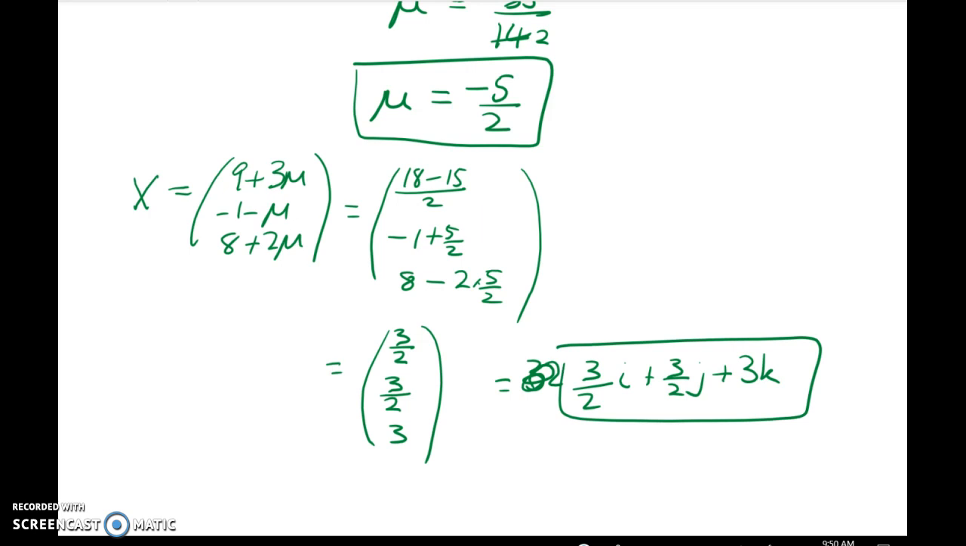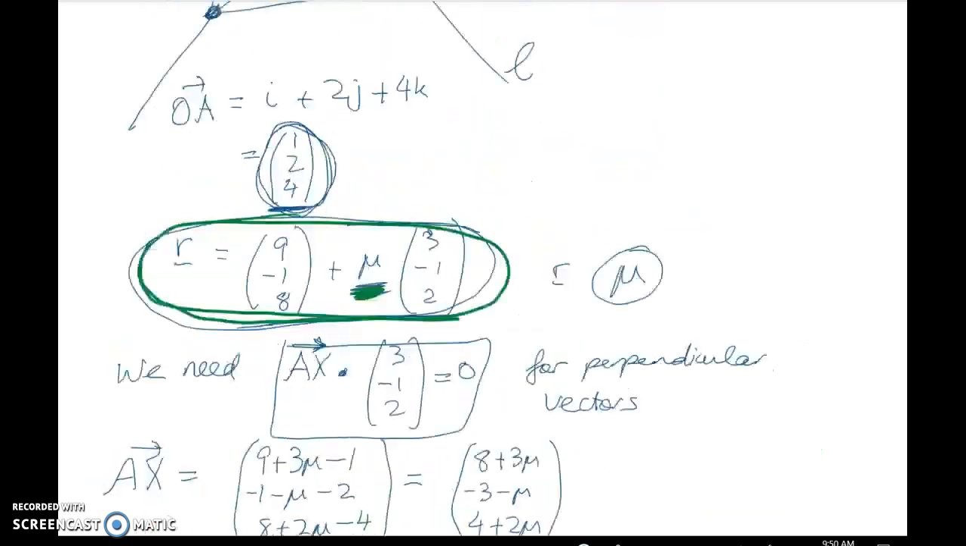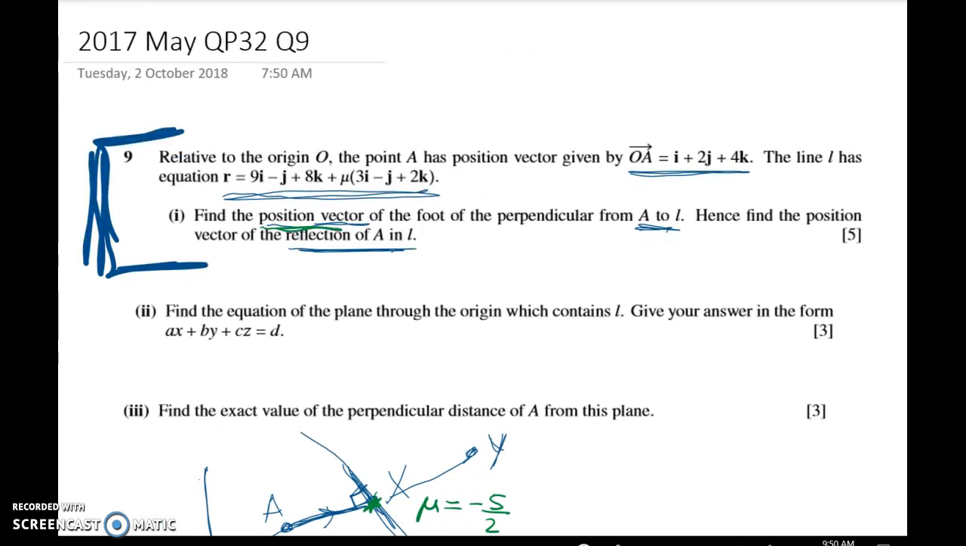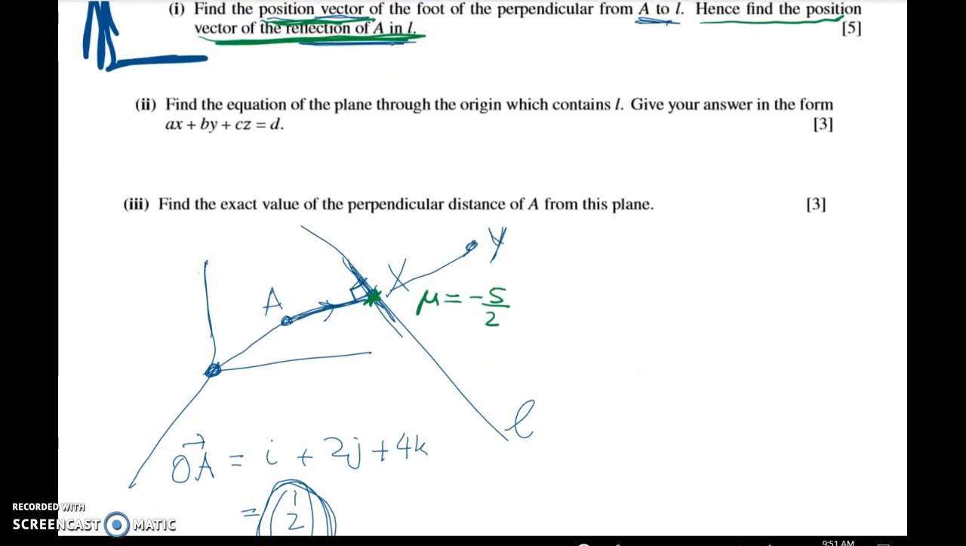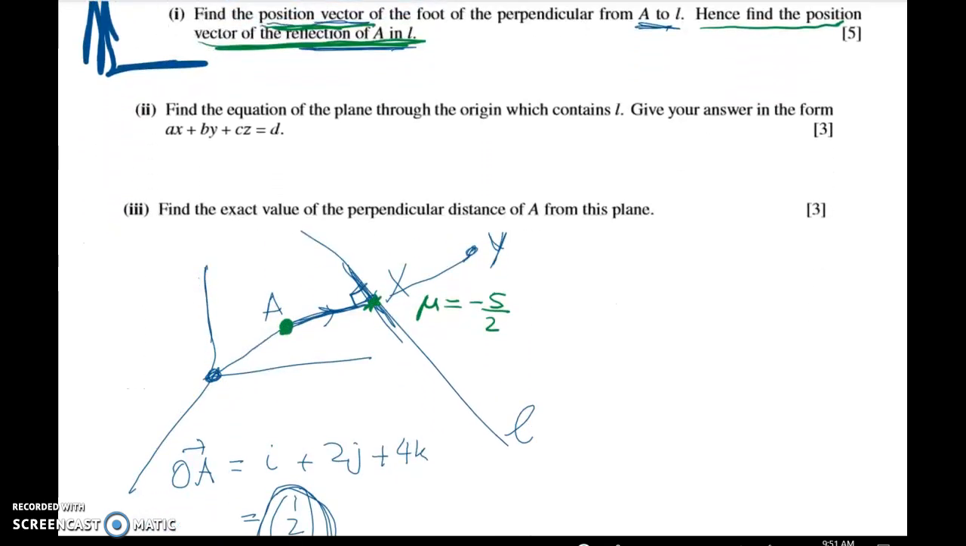Now let's look right back to what we were asked to do to start with. So we found the position vector. I think that's worth 3 marks. And now we have to find the position vector of the reflection of A in L. So I think the easiest way to do this is to look at what's going on here in the graph. We know where point A is. Point A is at 1, 2, 4. Going back to coordinates, and we know where x is. So x has coordinates 3 over 2, 3 over 2, and 3.